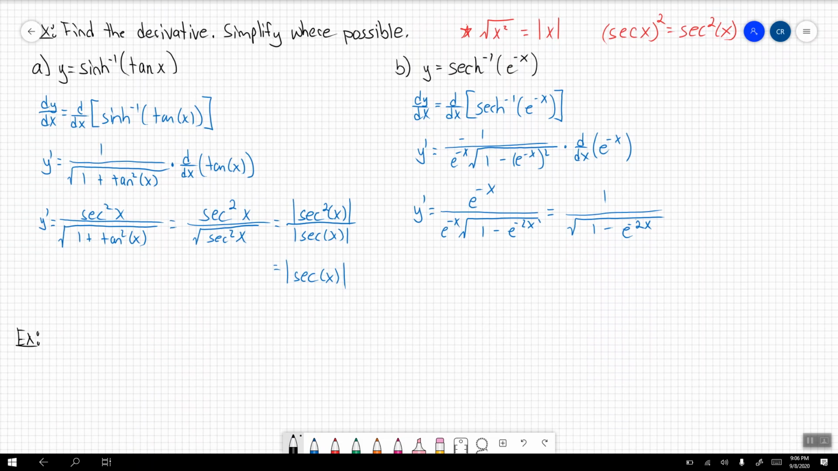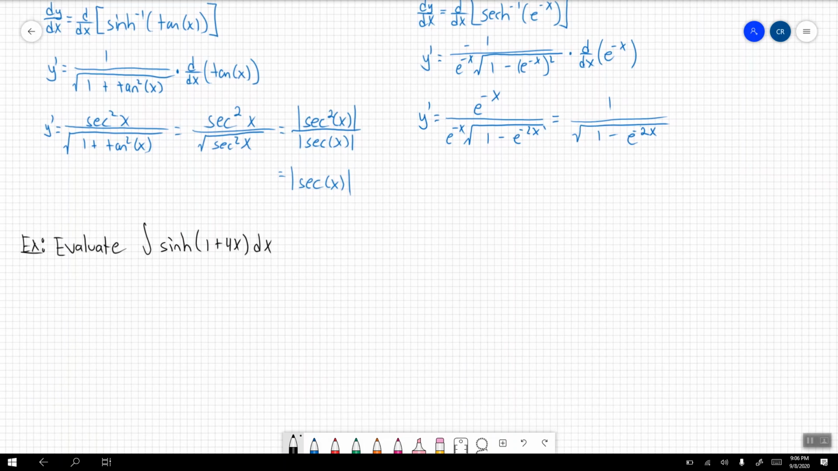And this last example, I will say evaluate the integral of hyperbolic sine of 1 plus 4x dx. So again, now we're working with antiderivatives. In order to do this specific integral, I more than likely want to make a u substitution. So let me start off by saying I have the integral of hyperbolic sine of 1 plus 4x dx, where u is going to be the argument, which is 1 plus 4x, which means du is equal to 4 dx. Therefore, dx is just going to be 1/4 du.